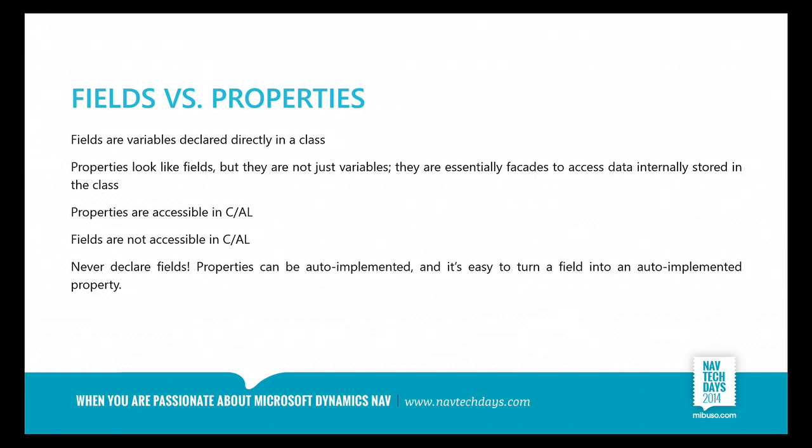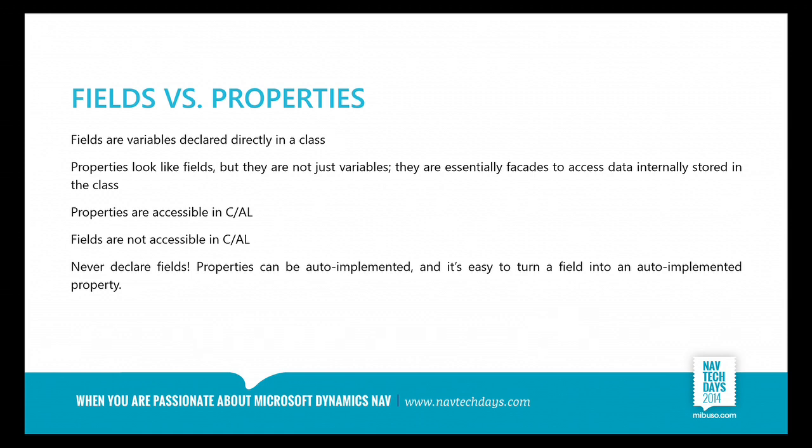The second best practice is just declare everything as properties. It's easy because CL understands properties. CL does not understand fields. What are fields? Fields are simply variables declared directly on a class. Whereas properties are not variables. They are, in essence, methods. So when you have a property called first name, you will have accessors or access methods if you want. A get access method and a set access method. So when you assign a value to a property, the set method is called. And when you read a value from a property, the get method is called. So properties are essentially methods.